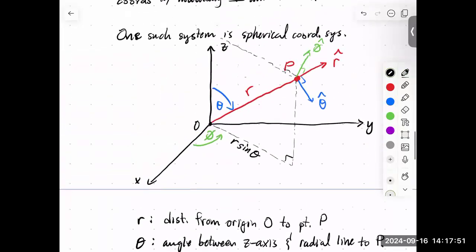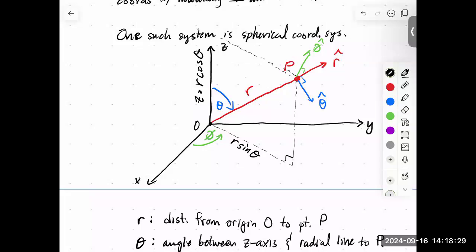So let's start with the easy one. If I want to find the z coordinate of this point P in terms of r and theta, well, that's pretty straightforward, because what I have here is that z is equal to r. This z axis is the side adjacent to theta. So this is z equals r cos theta. So that's the easy one.